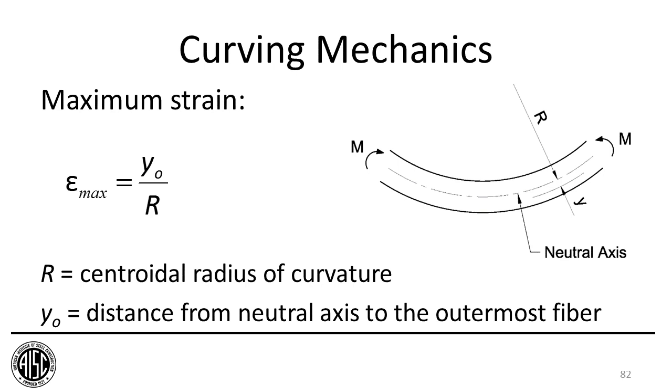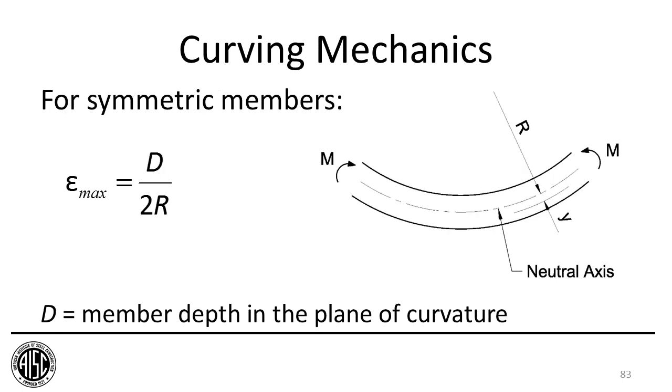Continuing with the mechanics class that we all learned as sophomores, the maximum strain in a member is simply Y sub O divided by R, where Y sub O is the distance from the neutral axis of the member to the outermost fiber. There's Y. Y sub O goes from here to here, and R is the centroidal radius. Now, in strength of materials, we talked about the elastic bending strength of members and stresses due to bending of the member. But in this case, R is going to be the radius of curvature. Okay? So let's take this equation and assume that our member is symmetric, so that Y sub O is equal to half the member depth. I'm calling D the member depth. So D divided by 2R is going to give our maximum strain in the element.